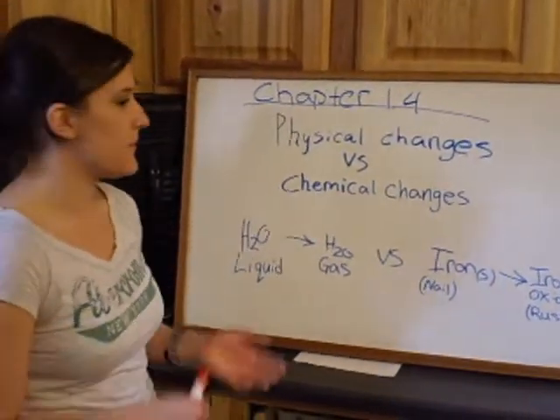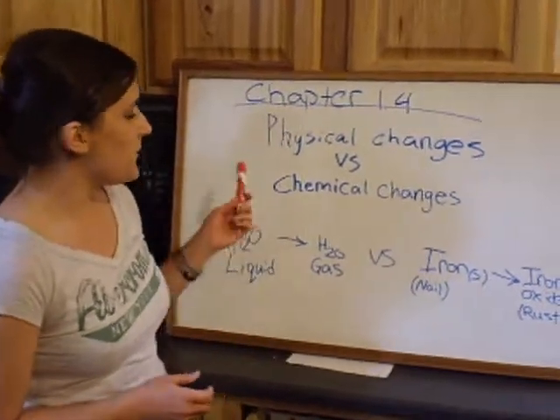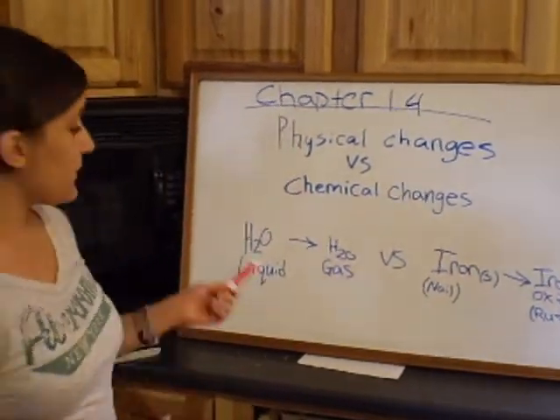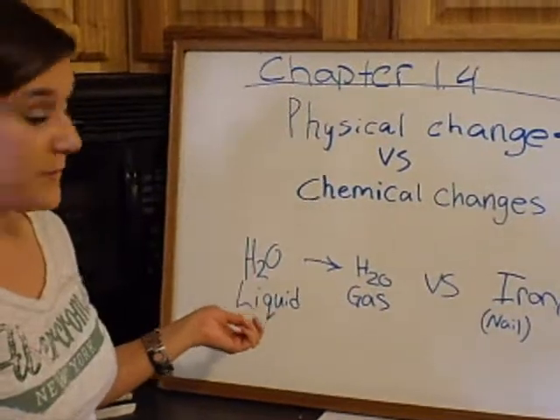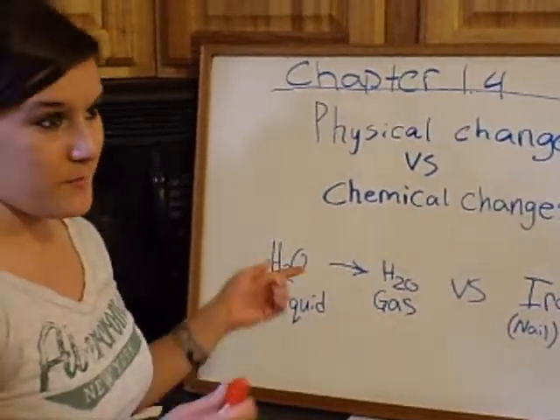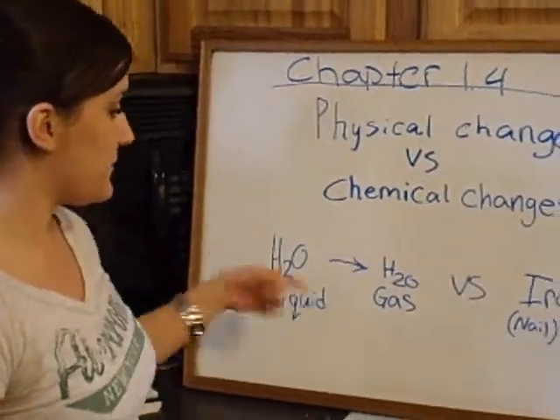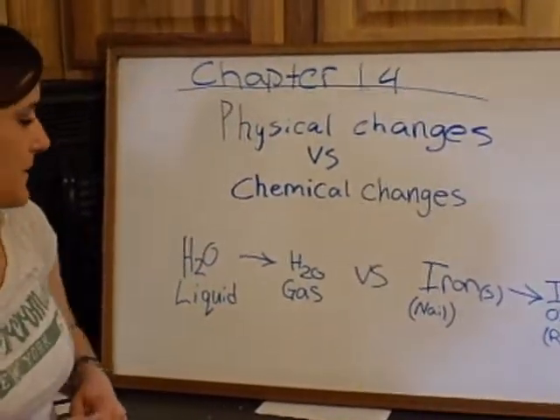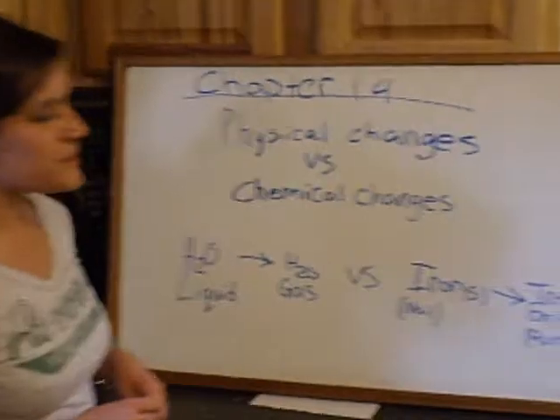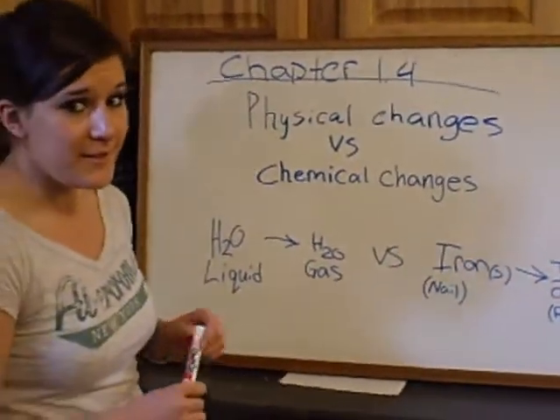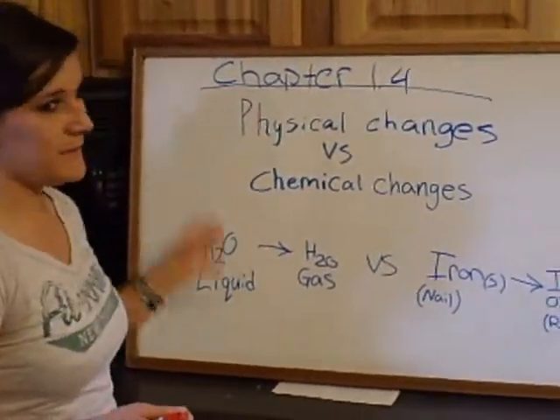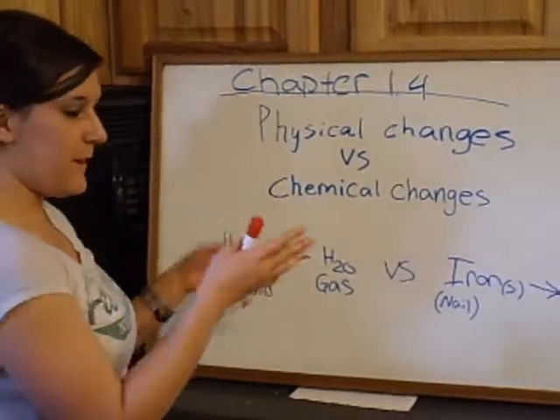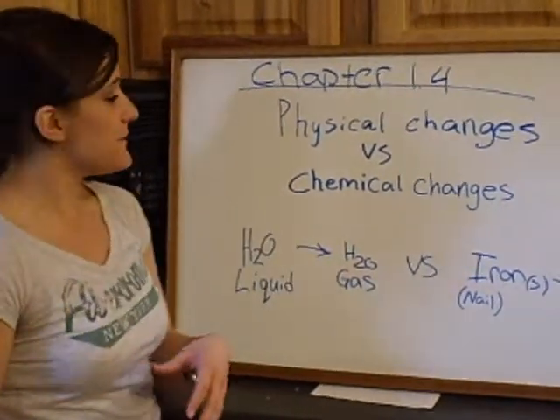Changes versus chemical changes. An example of a physical change would be water as a liquid, if that's its state property, and then it goes from liquid to a gas, which means that it's not actually changing its chemical property, it's just moving from a liquid to a gas. So it's going from H2O liquid to H2O gas.